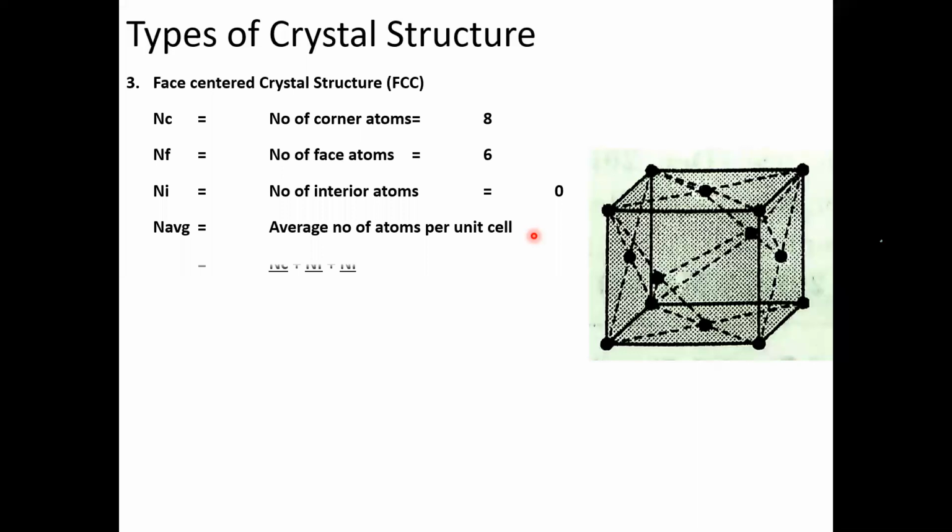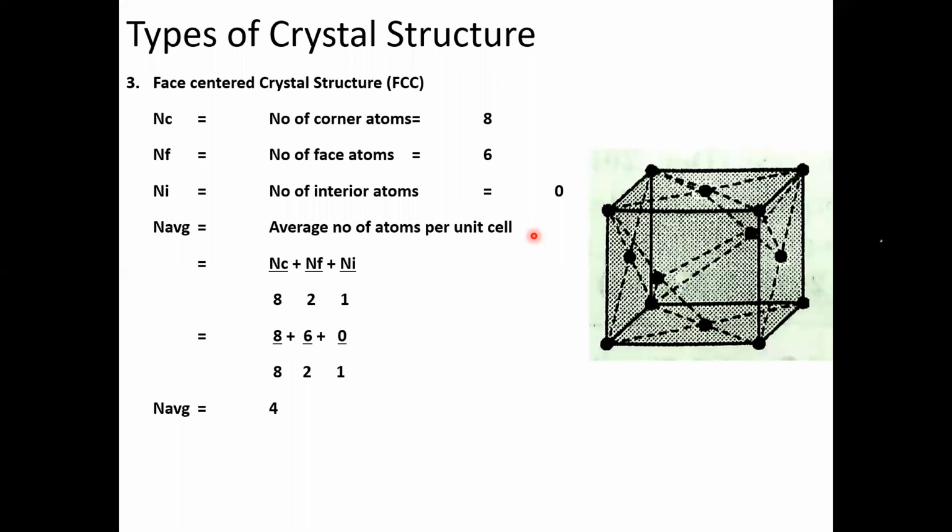Then average number of atoms per unit cell. Use the formula. N average is equal to NC by 8 plus NF by 2 plus NI by 1. Put the values. NC is 8. NF is 6. NI is 0. Then what is the answer? N average is 4. 8 by 8 is 1, 6 by 2 is 3, and 0. So 3 plus 1 is 4. So the average number of atoms per unit cell for face centered cubic crystal structure is 4. Any doubt in this?